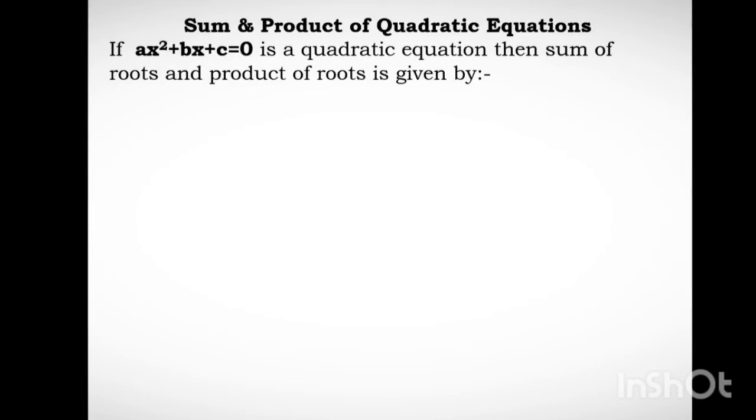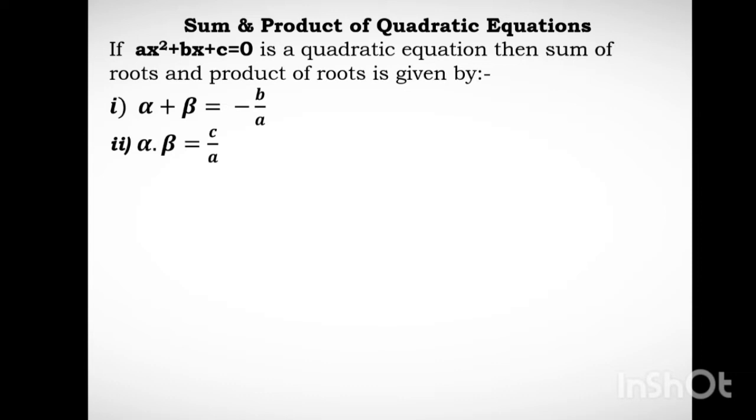Let's try to understand the sum and product of roots of quadratic equations. If we have the equation ax square plus bx plus c is equal to 0, a quadratic equation, then the sum of the roots and the product of roots is given by: the sum of the roots alpha plus beta is equal to minus b by a, whereas the product of roots alpha into beta is equal to c by a. So you have to remember this to solve the different problems.